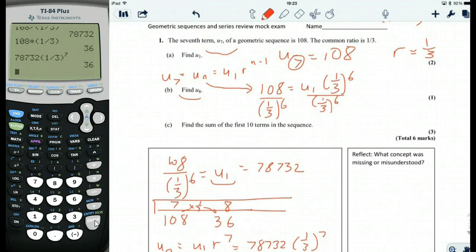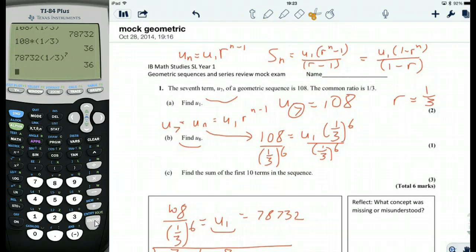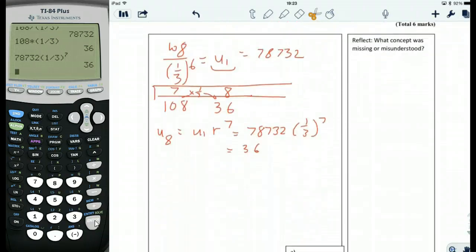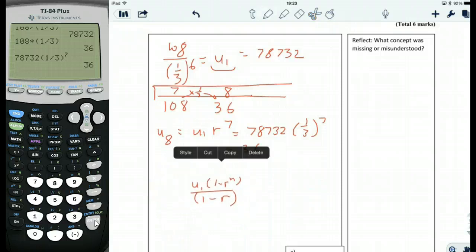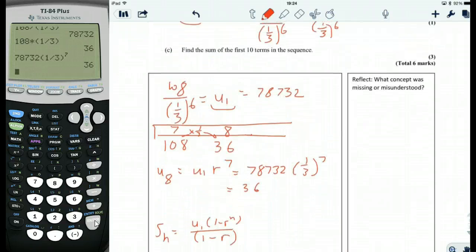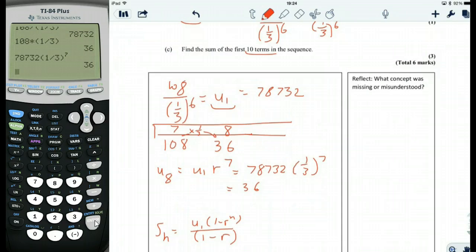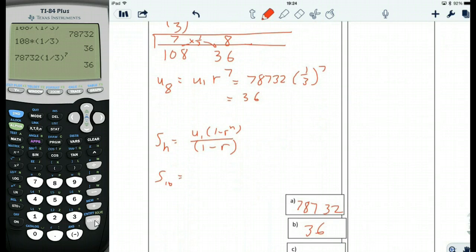Find the sum of the first 10 terms in the sequence. So we're going to take either one of these. In this case, actually, this one is the more convenient one because it's for small r's. But either one is going to work. So we already know that it's the first 10 terms in the sequence. So what's n in this case? It's 10. U1 is that huge number, 78732. And then it's 1 minus 1 third to the nth, which is 10. 1 minus 1 third in the bottom.